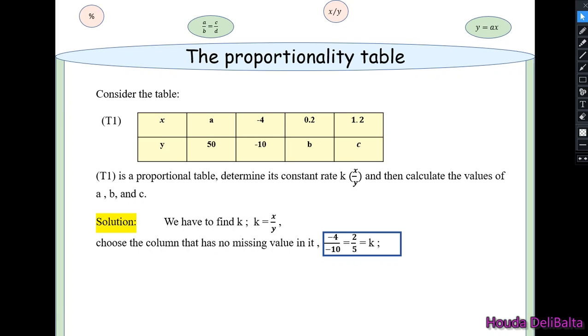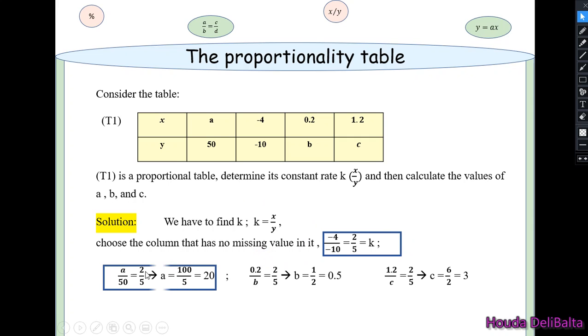Let's think a little bit. Think with me. How to find a? a is related to 50. So how should I benefit from that k I found? I write as follows. a over 50 is equal to this k. Why? Because the table is proportional.